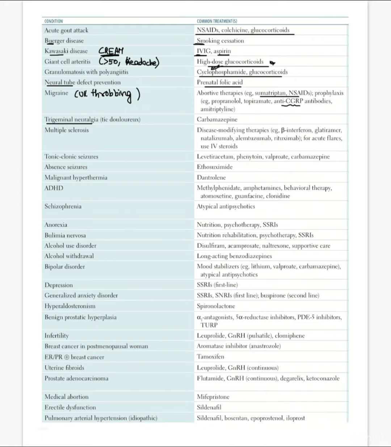Trigeminal neuralgia. Okay, so along the distribution of the trigeminal nerve, you have the pain. So while eating, the patient will complain of pain. This may be asked as your clinical STEM question. So here the treatment of choice is carbamazepine. Again, an important MCQ. Then multiple sclerosis, guys.